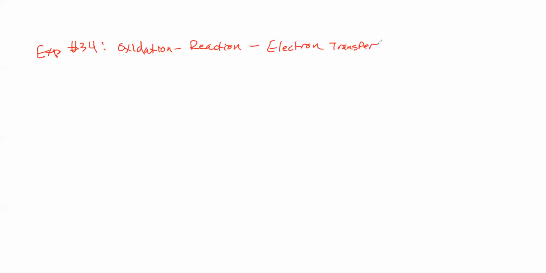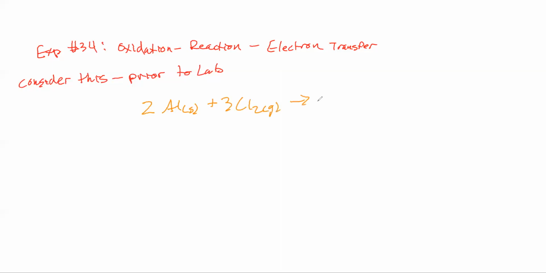So before you start the lab with its data, we do want to work through this first part. Consider this prior to the lab. They start off with a couple different examples, and one of the ones that we're going to look at is example number 1. This is the chart where it has 2 aluminum as a solid plus 3 chlorine gases going to 2 aluminum 3+ and 6 chloride ions.